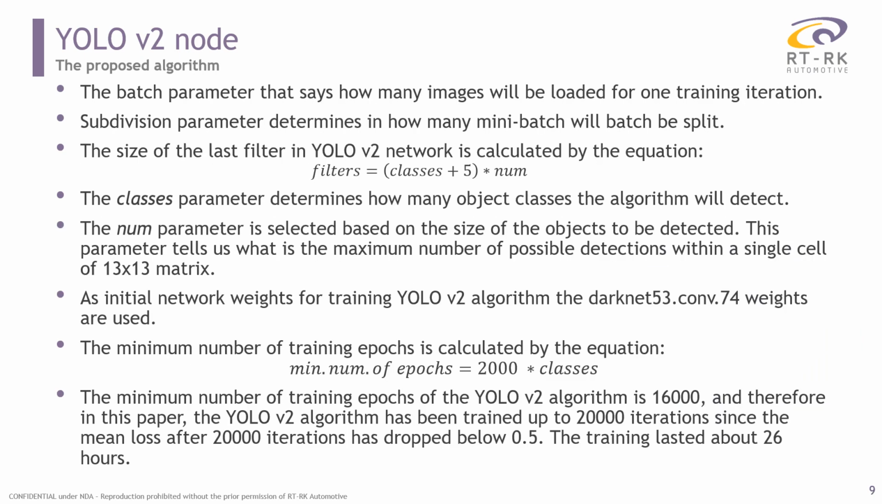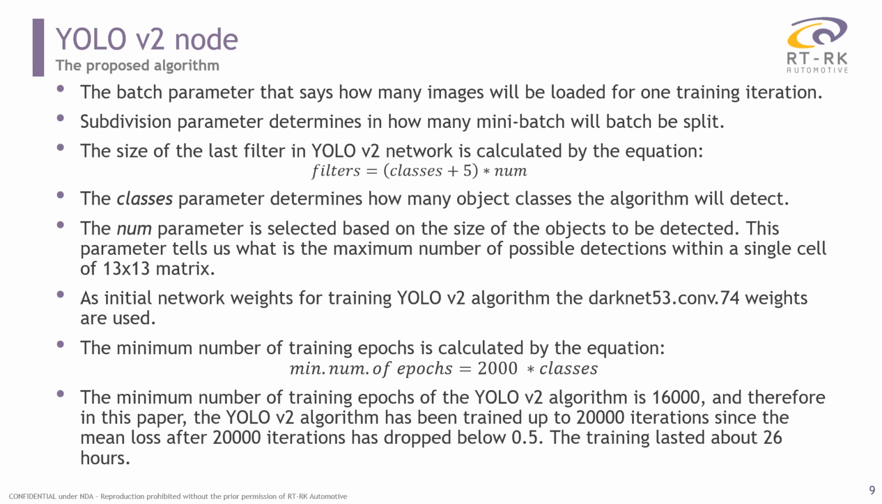The batch parameter says how many images will be loaded for one training iteration. The subdivision parameter determines into how many mini-batches the batch will be split. The size of the last filter in the YOLO V2 network is calculated by the next equation. The classes parameter determines how many object classes the algorithm will detect. The num parameter is selected based on the size of objects to be detected. This parameter tells us the maximum number of possible detections within a single cell of the 13x13 matrix.